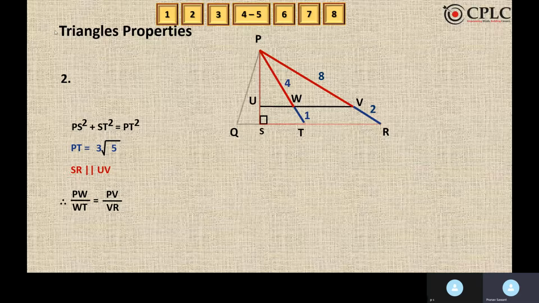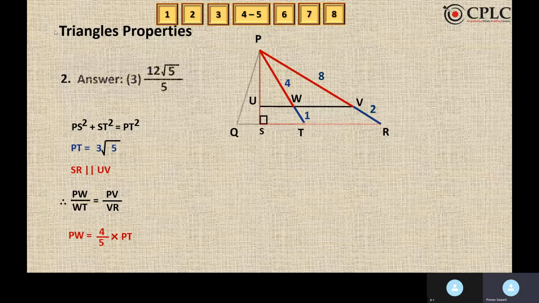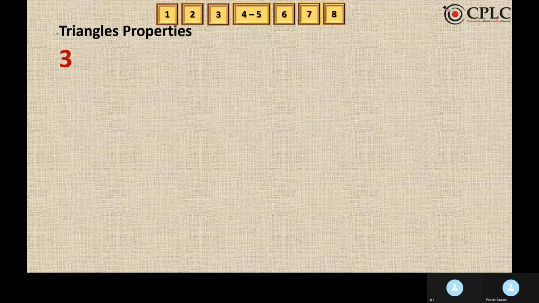Let's substitute the values now. So, I can say that PW is equal to 4 by 5 into PT because we have the values. So, we can easily substitute it. The value of PT is 3 root 5. This means PW is equal to 4 by 5 into 3 root 5. That is going to give us 12 root 5 upon 5 as the final answer. Moving to the next question.